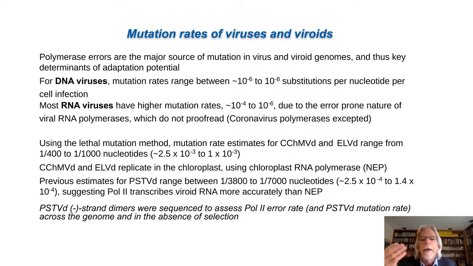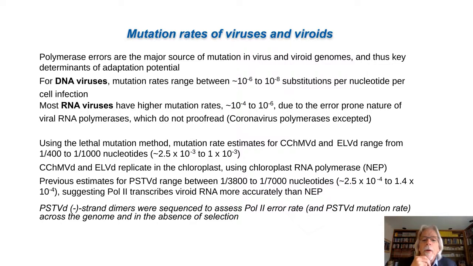RNA viruses typically have higher mutation rates, between 10 to the minus 4 to 10 to the minus 6, due to the error-prone nature of viral RNA polymerases, which do not proofread as DNA polymerases can. Coronaviruses, by the way, are an exception. They do proofread because they have very big genomes, and the mutation rate would be too high without a proofreading function. But still, the mutation rate is high.